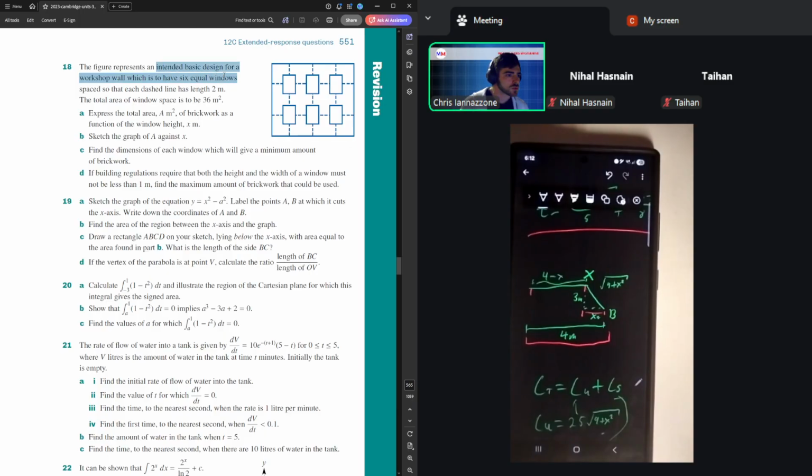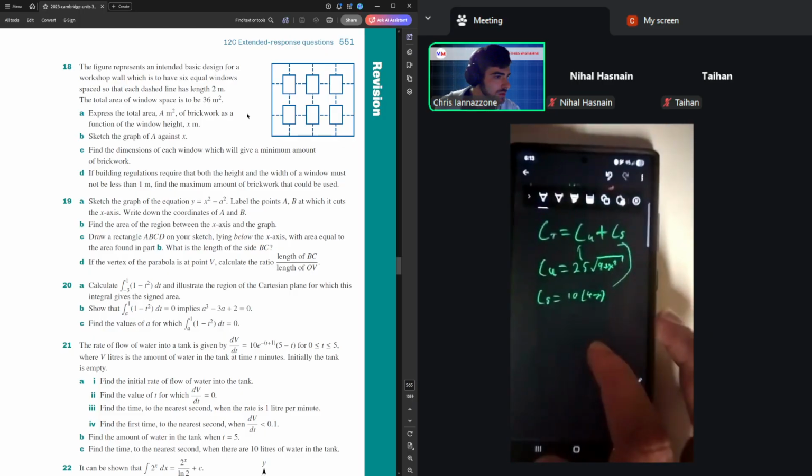Basic design workshop wall, 6 equal windows. Each of those dashed lines is a length of 2 meters. Total window space is 36 meters squared. Express total area of the brickwork. Okay. So these boxes are the windows, so that would not be considered the brickwork. So everything that is not inside these rectangles is going to be considered brickwork. Okay. Makes enough sense.